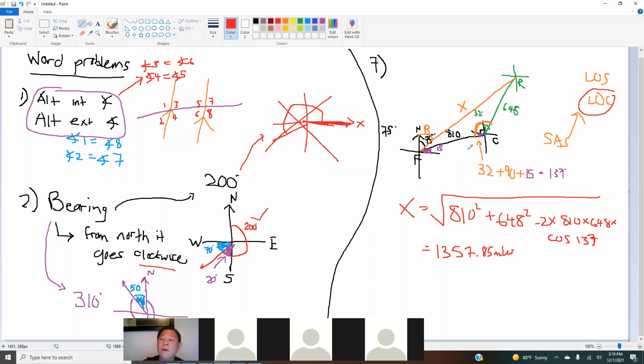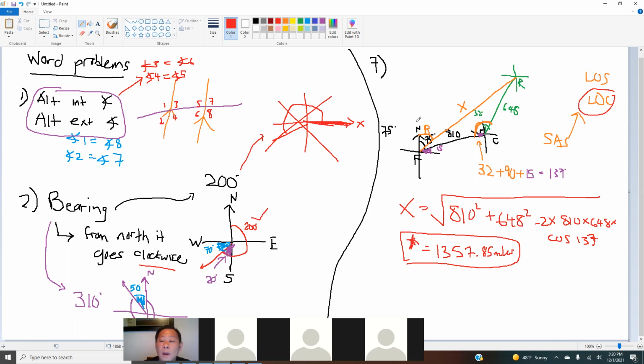So now we found how far it is from Franklin to Rosemont. This is your distance. The question is also asking for the bearing. Again, the bearing is the B, and the bearing is always measured from the north. But the B is not inside this triangle. You see this? The B is not inside this triangle.